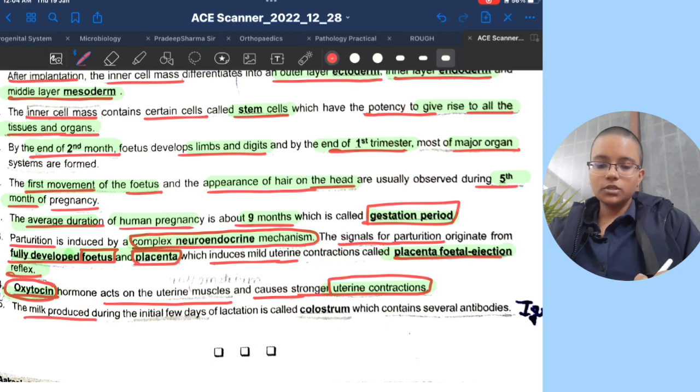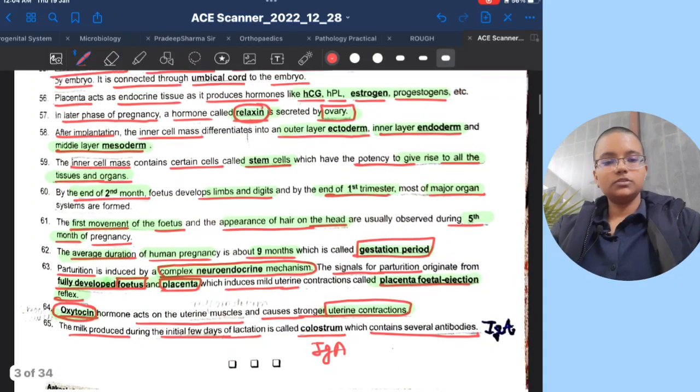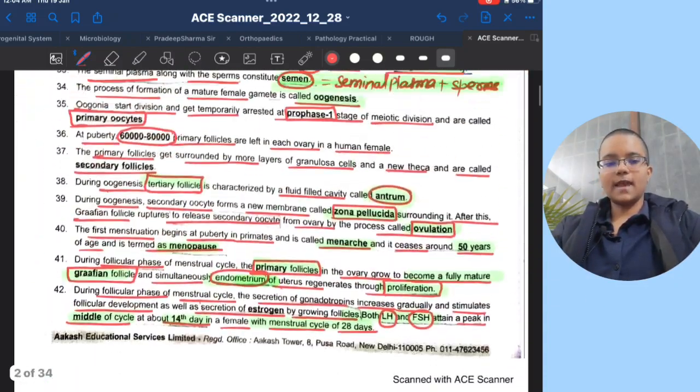The milk produced during the initial few days of lactation is called colostrum, which is rich in IgA and contains several antibodies. So this is all about this chapter.